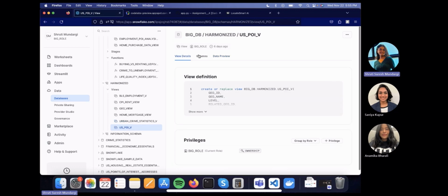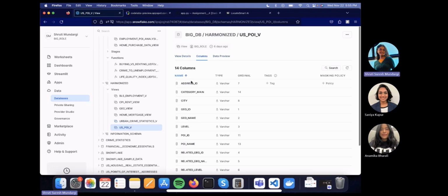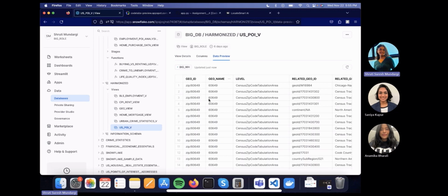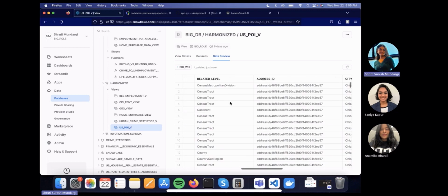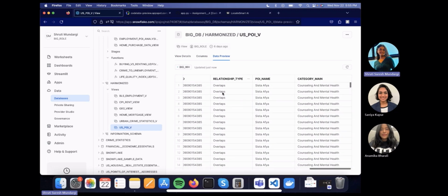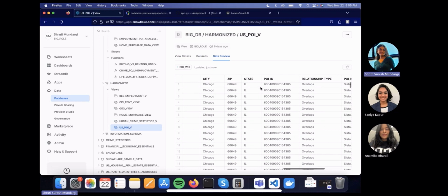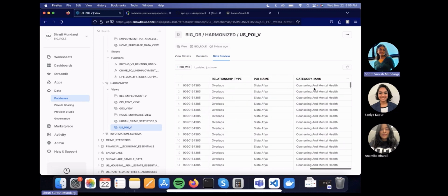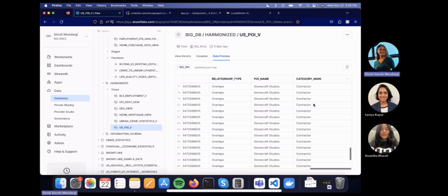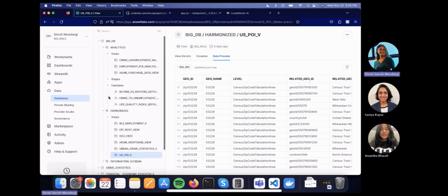And then we have the US point of interest view. Here we're just taking information about all kinds of hospitals, schools, restaurants, cafes, etc. that are there in any particular place. For example, for this GeoID, you can see the company name, the POI, and the company category. Here you can see counseling and mental health, and Stonecraft Studios, which is a contractor category, and so on.